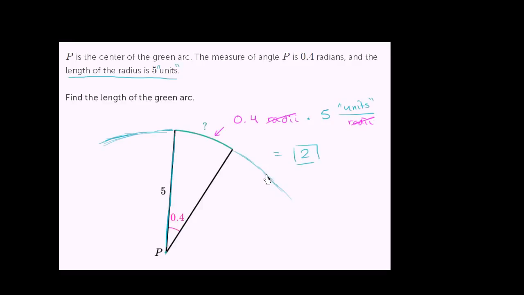So just as a refresher again, when the angle measure is in radians, one way to think about it is the arc that it intercepts is going to be this many radii long. Well, if each radius is 5 units, it's going to be 0.4 times 5 units long, or 2.